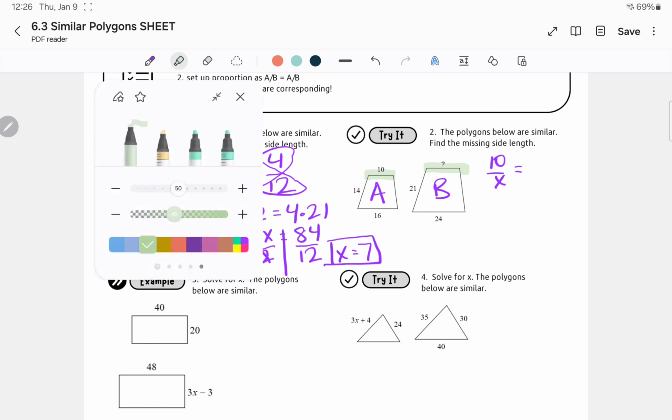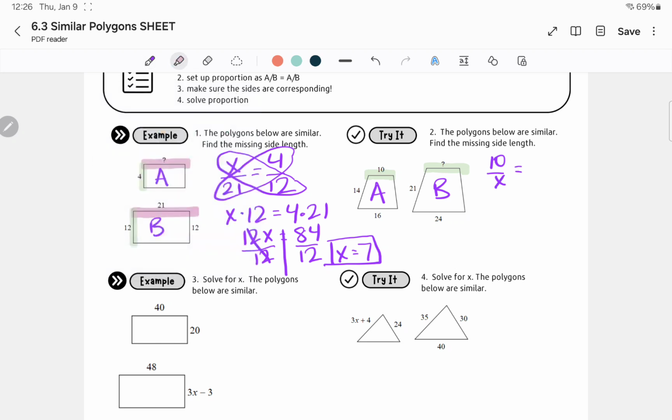And now I have 2 more sides I can choose from, so it doesn't really matter. I'll choose the bottom. So I'll do 16 and 24. My second fraction is 16 over 24. If I choose 14 over 21, that's also going to give you the correct answer.